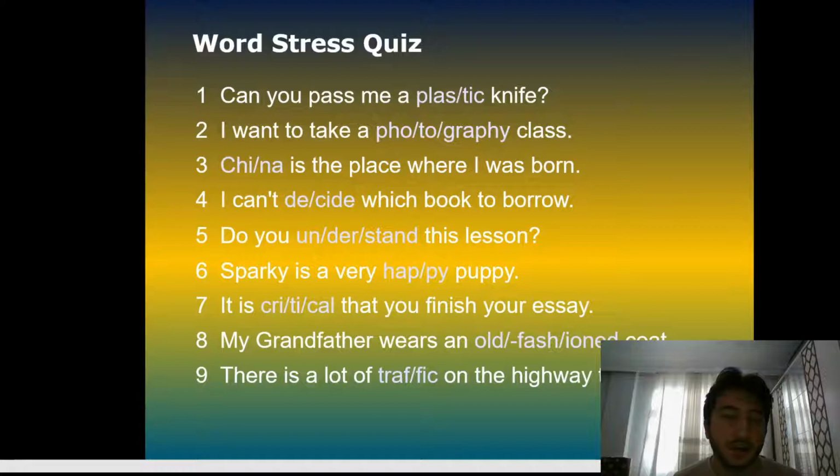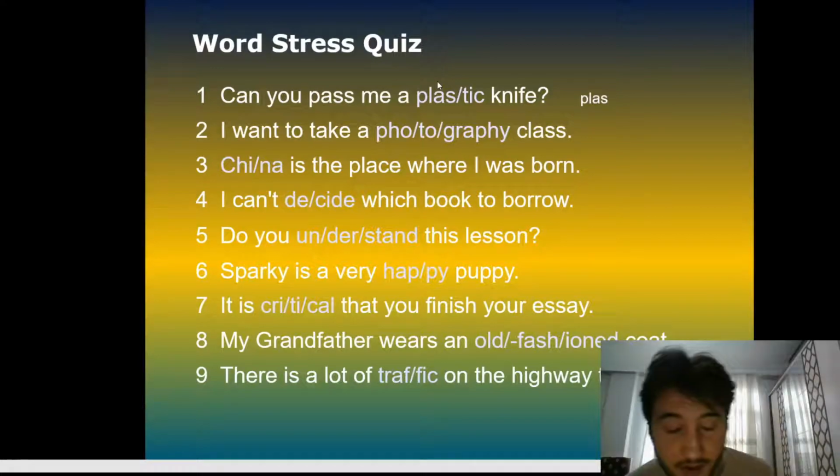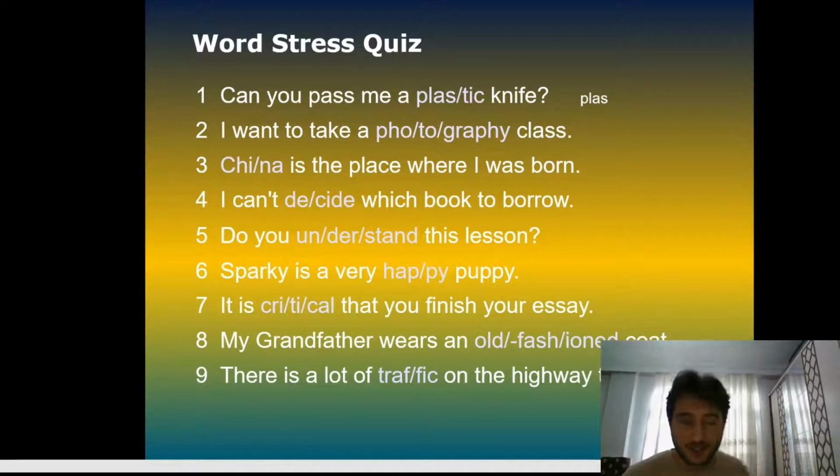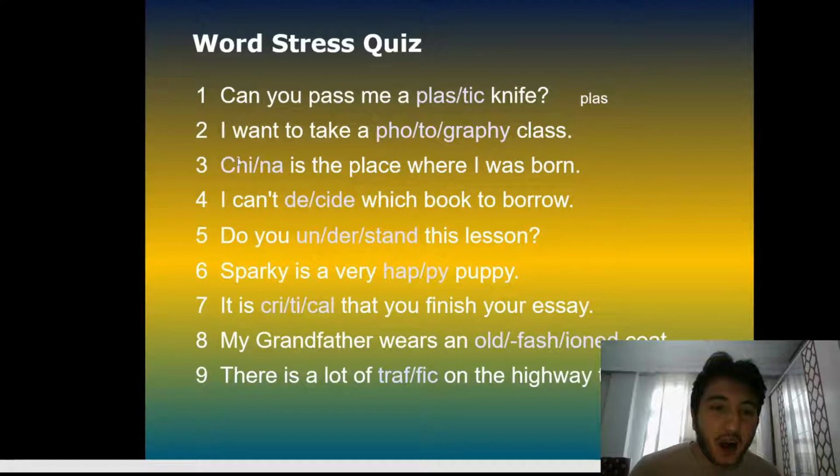And here we have a quiz. Can you pass me a plastic knife? Stress is on the first part of the word, at the first syllable. I want to take a photography class. Stress at the second syllable, as you can see.